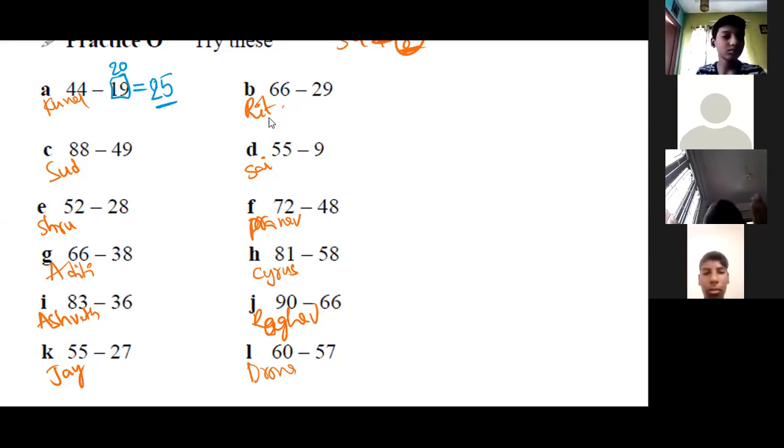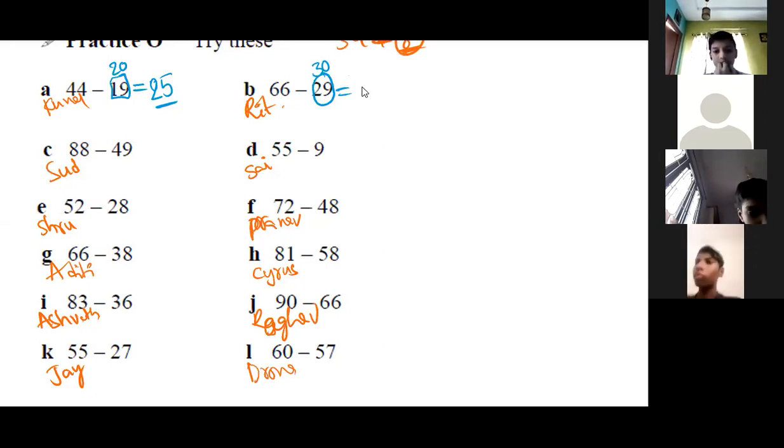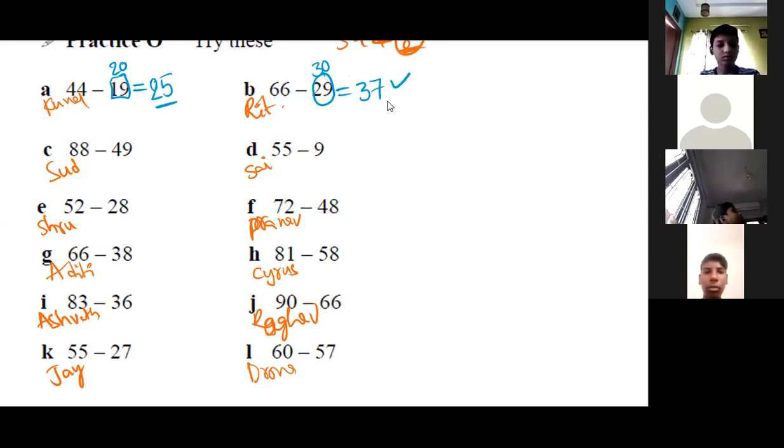Yes, sir. Ritvik. The question is 65 minus 29. As we should add 1 to 29, it will become 30. So 65 minus 30 is equal to 35. Then we have to add 1. 35 plus 1 is equal to 36. So the answer will be 36, sir. Very good. Correct.